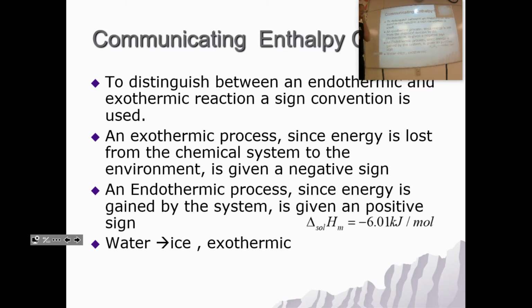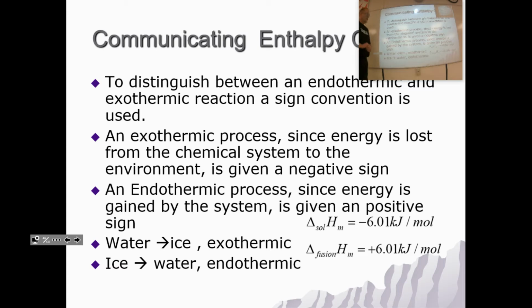So water turning into ice is an exothermic reaction, so we would write it like this. Delta H M, now the SOL tells me what is happening. Solidification is negative 6.01 kilojoules per mole. If I'm going ice to water, which is an endothermic process, I must add energy to the system. Again, my notation would be delta fusion H M, so basically fusion telling me I'm melting it. It is a positive 6.01 kilojoules per mole. So both of those tell me what process is taking place, and that's telling me how much energy.